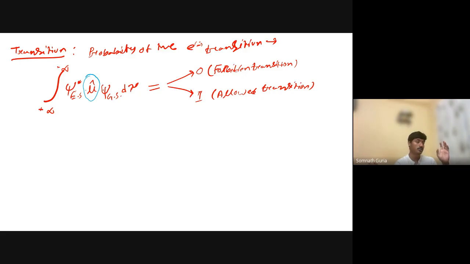When it shows allowed, that means this overall integral is 1. There should be certain criteria for whether my transition is forbidden or allowed. Let's suppose an electronic transition happens in a d-d transition. This is for the d5 system, high spin, that is manganese 2 plus.